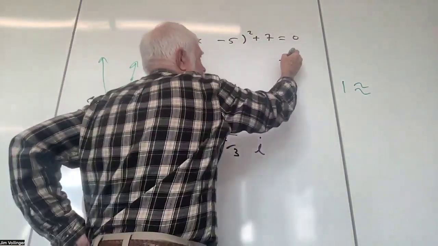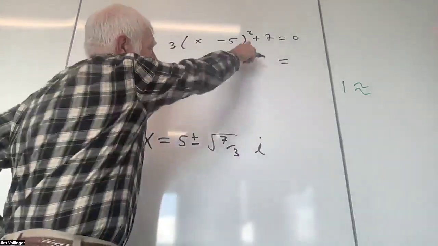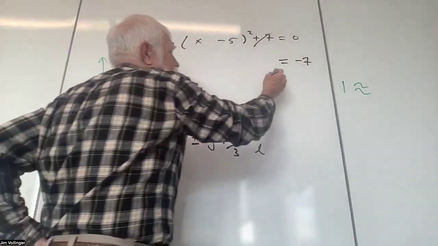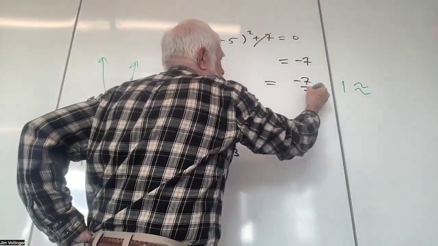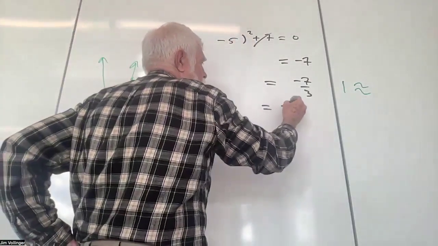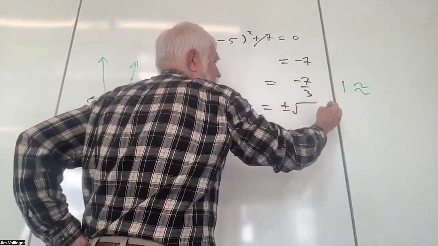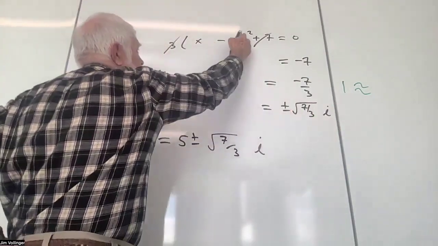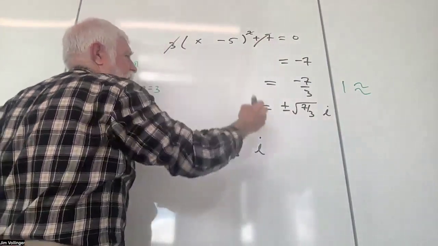So what would you do if you're solving this? Well, I think you take away 7, gone. I think you're dividing by 3. It's gone. I think you're taking a plus minus square root. And I know that a negative means it's imaginary, 7/3. That's gone. And now we've got to add 5.